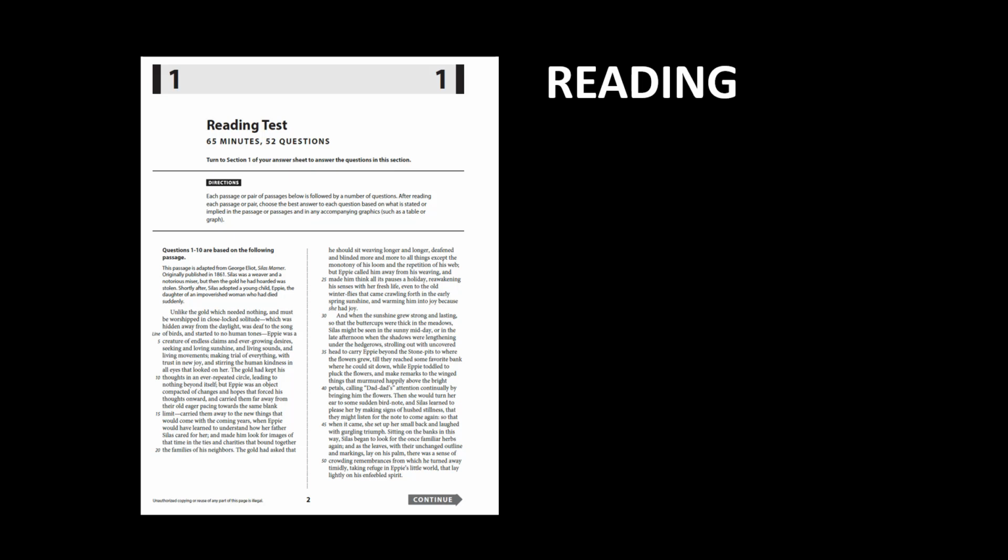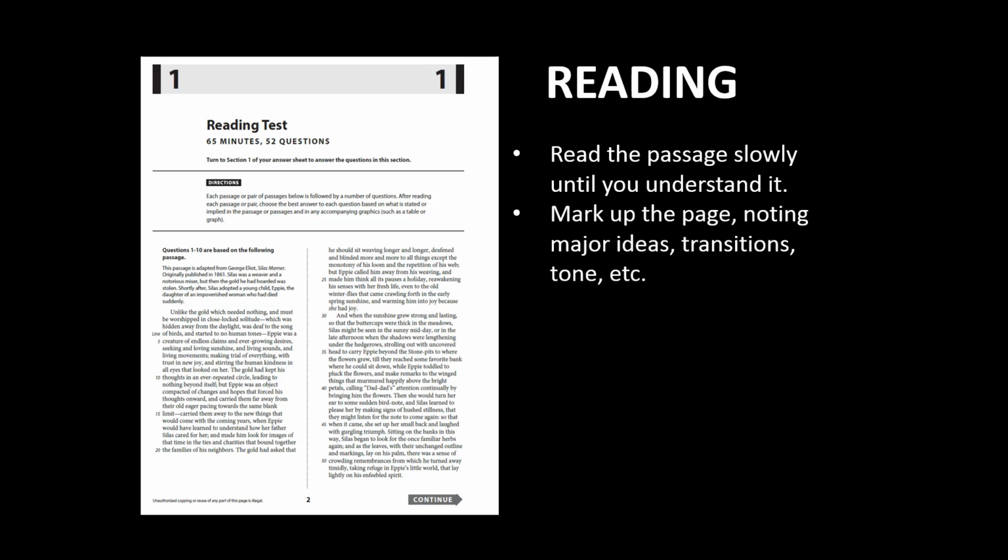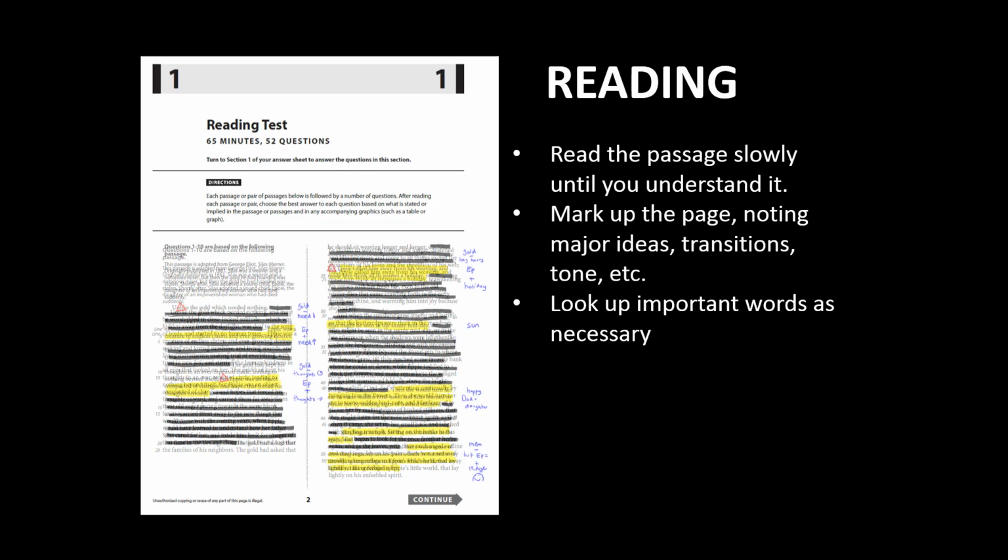So again, whether it's literature, history, science, or social science, I want you to go through the passage and read it very slowly until you fully understand it. Don't worry about timing. Mark up the page, note all the transitions, the major ideas. You can annotate them right on the side. And if there's any vocabulary that you didn't understand the first time you went through this passage, you could look that up in the dictionary and mark that down as well. And by the end of this process, you should have a very highly annotated page that looks maybe something like this.